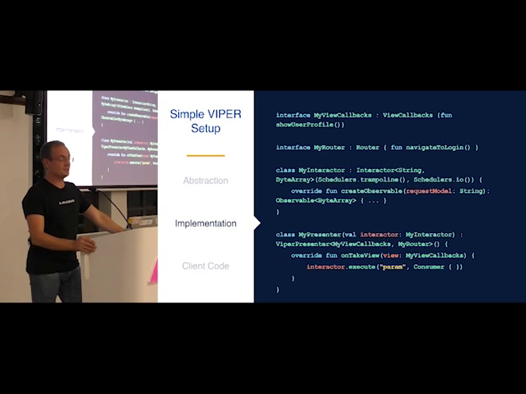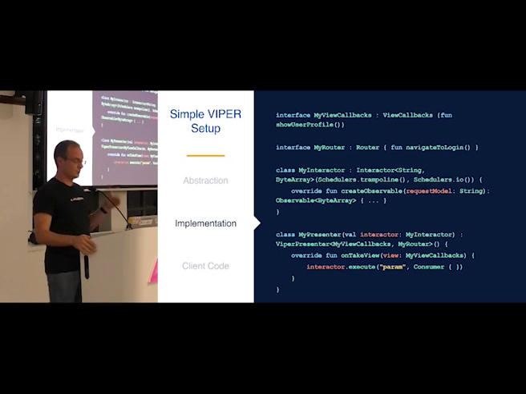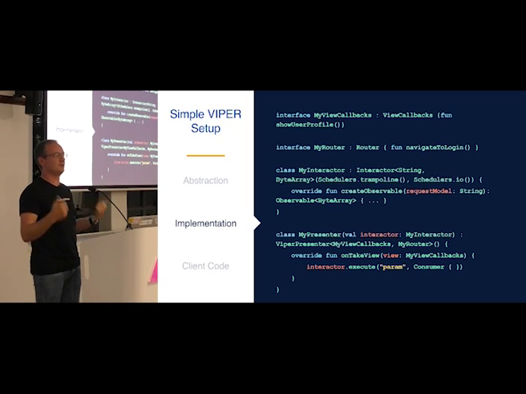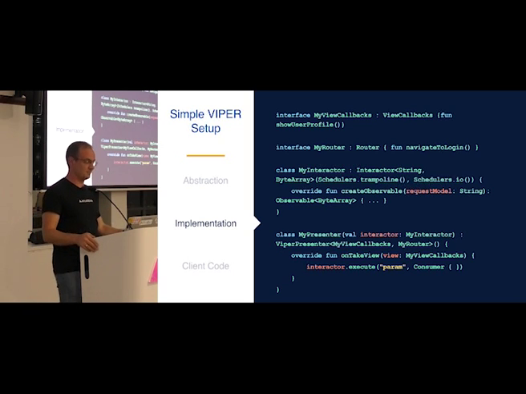Then there is an implementation. I'm doing some profile screen. So my view callback interface would be MyViewCallback, which extends view callbacks and has just one method definition called show user profile. And then there's going to be another interface, MyRouter, which extends the router and says navigate to login. From the profile, you can log out. Let's put it this way.